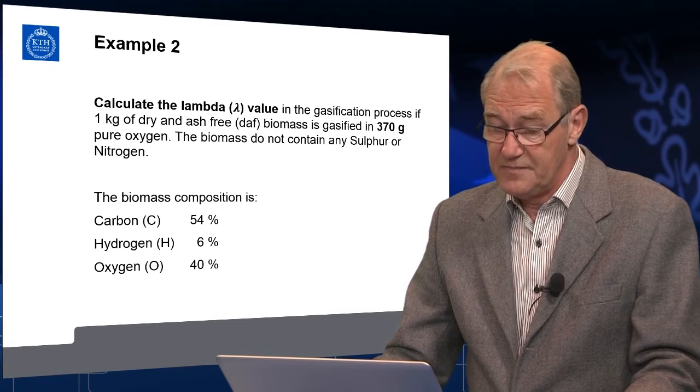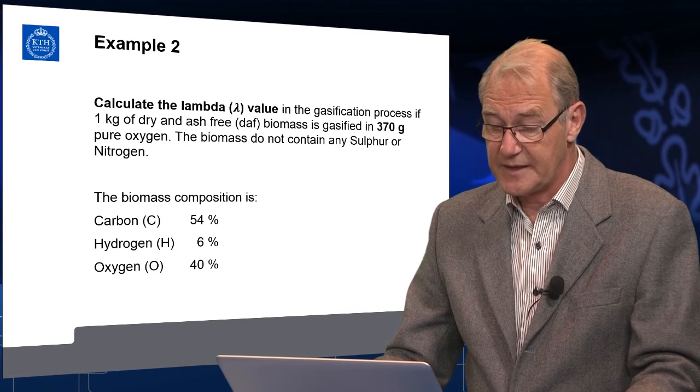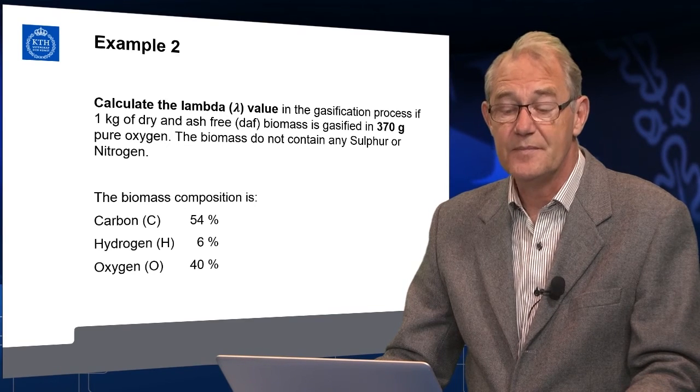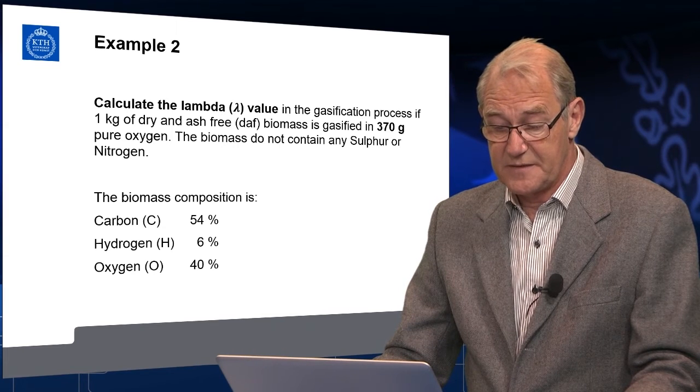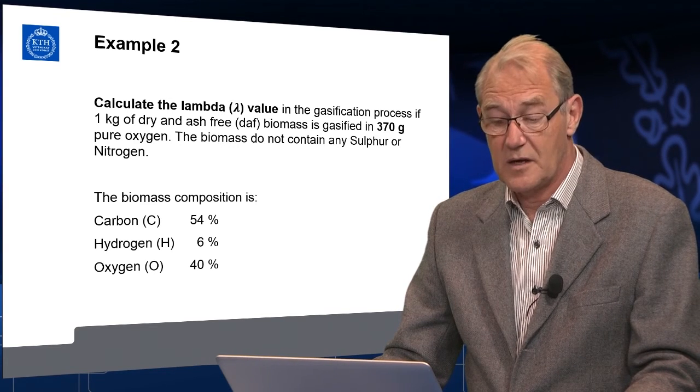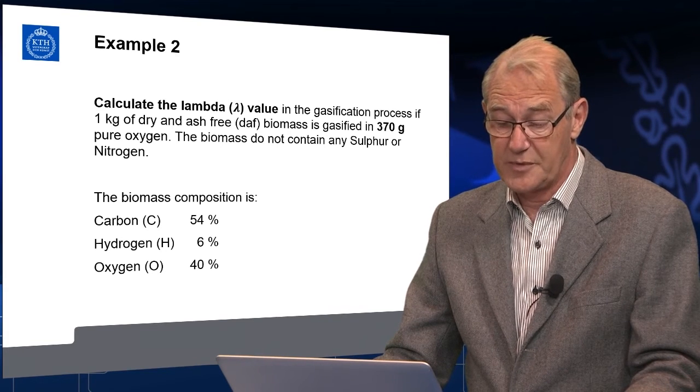An example. Calculate the lambda value in the gasification process if 1 kilogram of dry ash-free biomass is gasified in 370 gram pure oxygen. The biomass does not contain any sulfur or nitrogen. The composition of the biomass is 54% carbon, 6% hydrogen, and 40% oxygen.